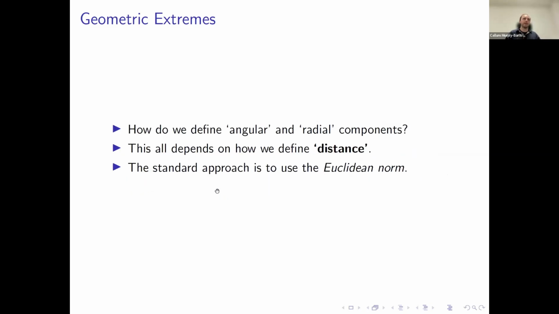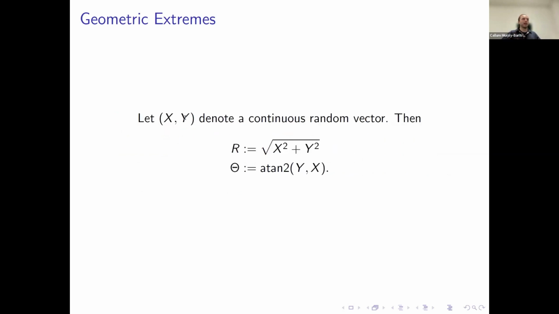So how do we define angular and radial components? That is basically a question of how do we define distance. We're going to use the Euclidean norm because it's very standard, but there are different approaches for doing this. So we have our variables x and y, and we're going to define radial and angular components as follows. For the radial component, we just take the Euclidean distance. We take x squared plus y squared, the square root. If you remember Pythagoras' theorem from your maths course in the past, that's the hypotenuse of the vector xy. Theta then is just the arctangent. So if you take the vector of xy, it's the angle from that line to the axis.